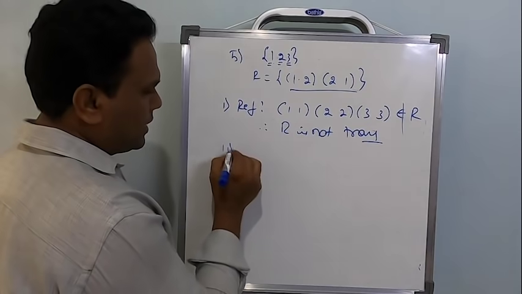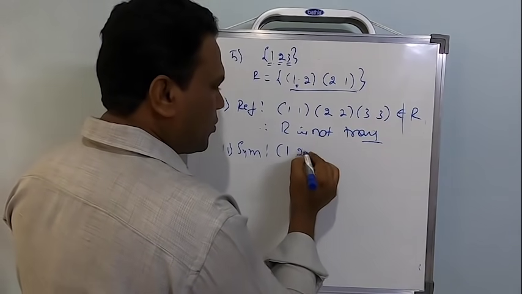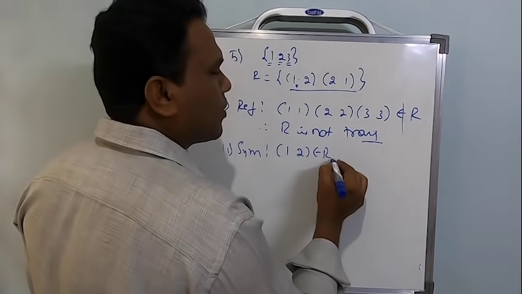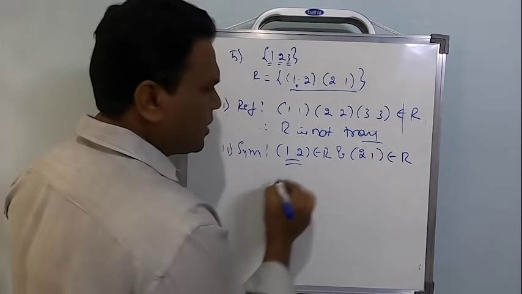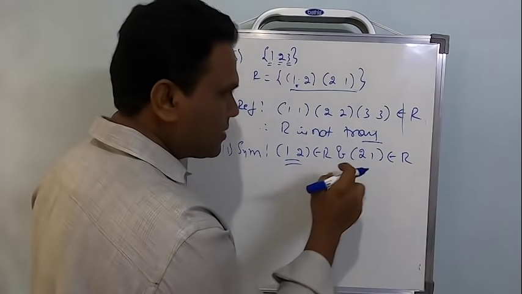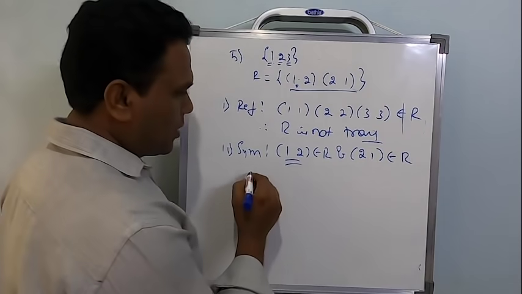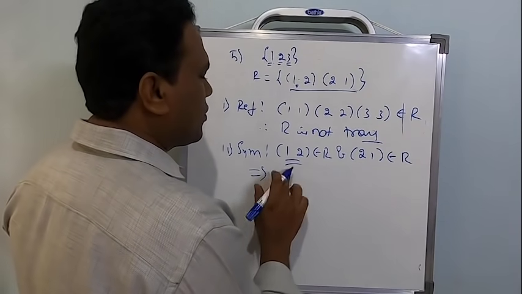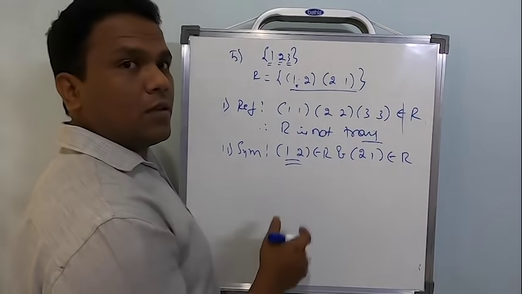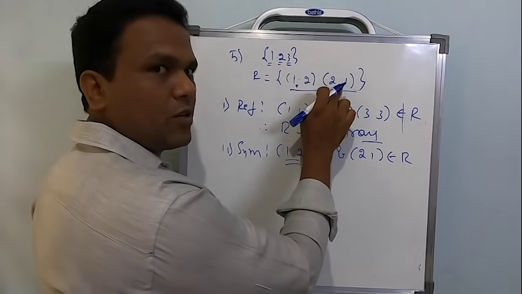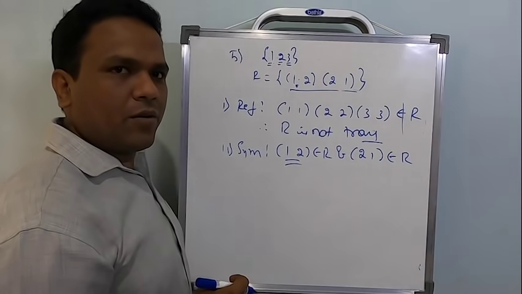Fine. Now the next, for symmetric, look here, (1, 2) belongs to R, and (2, 1) also belongs to R. There is only one ordered pair. If I reverse this, I am going to get (2, 1). (2, 1) also belongs to R. So what is the conclusion out of this? Therefore R is going to be symmetric. Now I said you check for all. Sir, I check for (1, 2), and we are not checking (2, 1). If you check for (2, 1), you will get (1, 2) only.